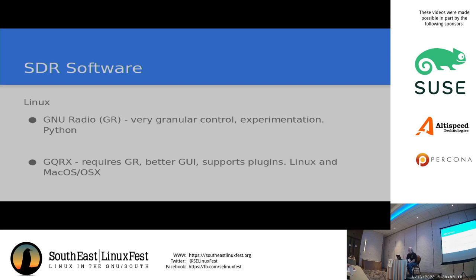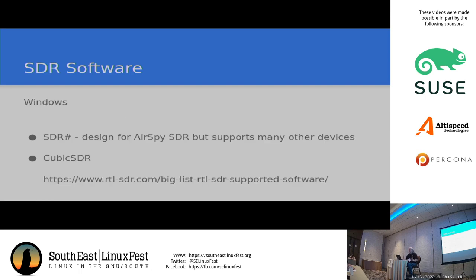Software is available for Linux and macOS. So bear with me on the next slide, don't throw tomatoes at me or anything. There's Windows software out there for these devices too. The one that I've played around with a little bit is SDR Sharp. The Airspy device's software also supports these other devices, it just runs on the Windows platform. And then another one I found was the Cubic SDR software. I haven't actually tried it yet, but if you go to the rtlsdr.com website, they have the complete list of all the different software out there for the different models of device and what's compatible with what.